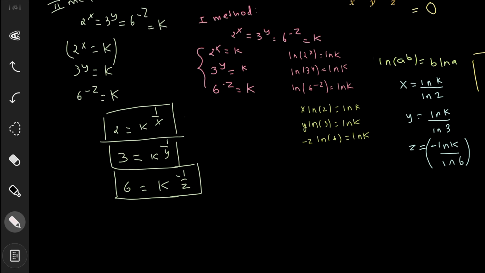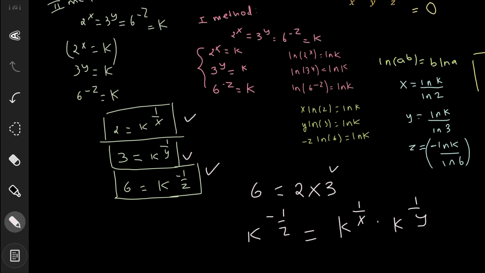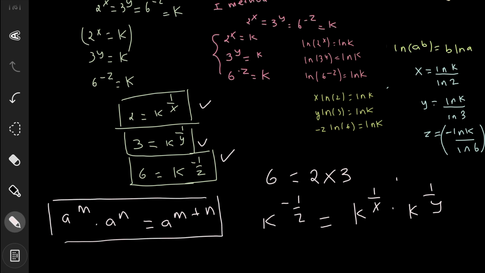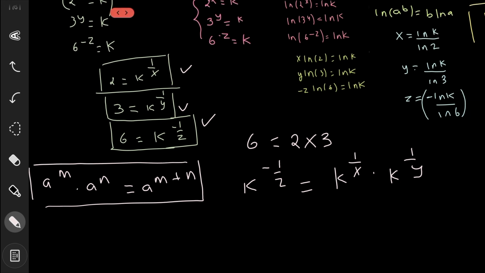Now here we have got the value of 2, 3 and 6, and this can be related very beautifully. Look carefully that 6 is ultimately 2 into 3. So now this value of 6, 2 and 3 can be replaced in this equation. Therefore the value of 6 will turn out to be k to the power negative 1 upon z equals 2 into 3. Now the value of 2 is k to the power 1 upon x. Therefore k to the power 1 upon x into k to the power 1 upon y, that is the value of 3. Now remember the property of the exponential, that is a to the power m into a to the power n equals a to the power m plus n. So this property can be utilized in the right hand side of this equation. Because the bases are same, therefore we can add the powers.